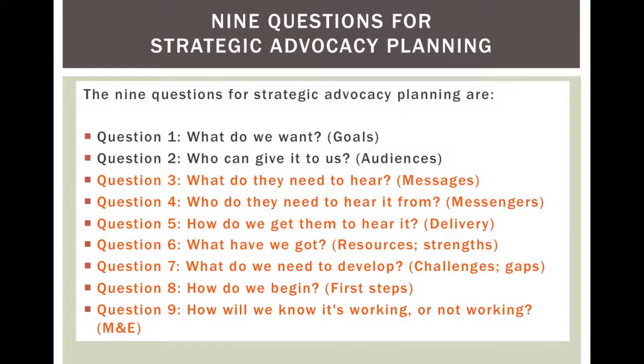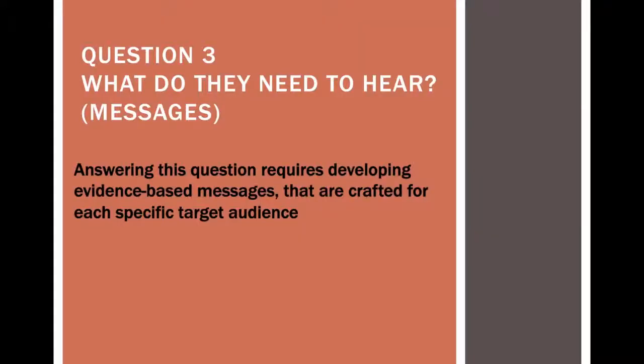This unit is a continuation of Unit 2. In Unit 2, we had covered Question 1 and Question 2 of the 9 questions model of strategic advocacy planning. In this unit, we will be covering the remaining questions 3 to 9. Let's start with question 3. What do they need to hear? Answering this question requires developing evidence-based messages that are crafted for each specific target audience.